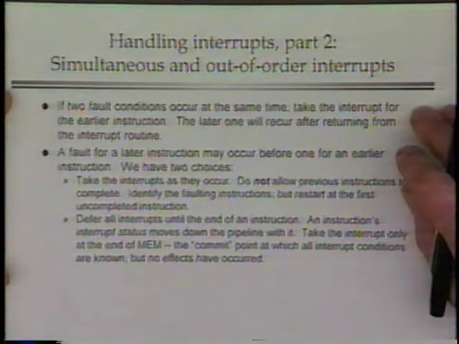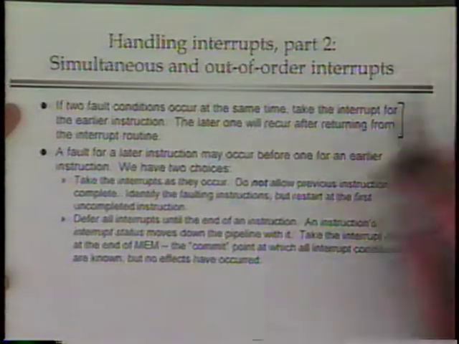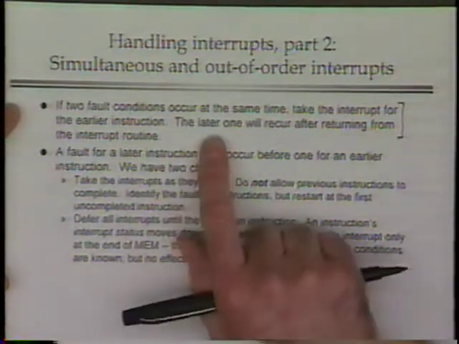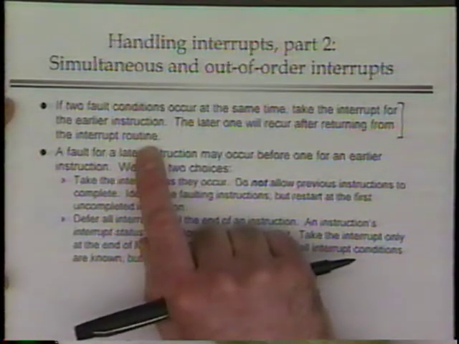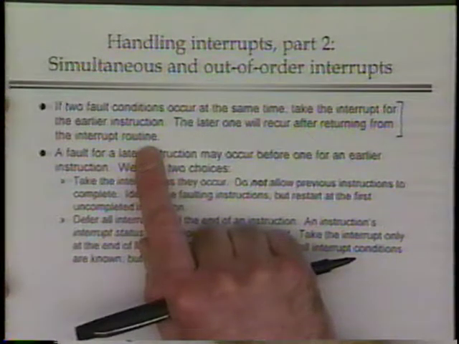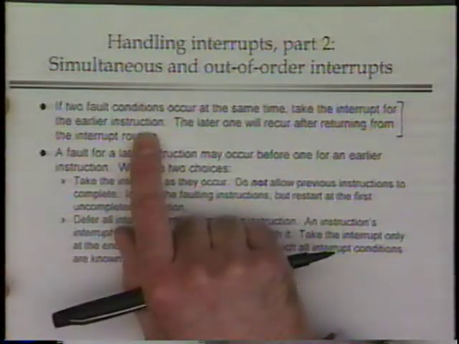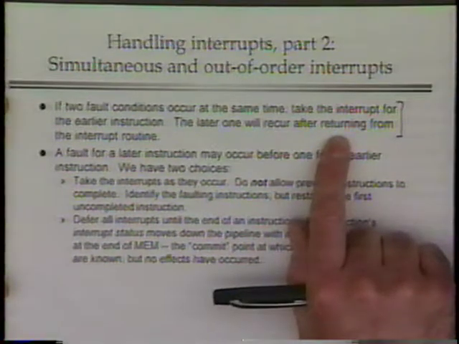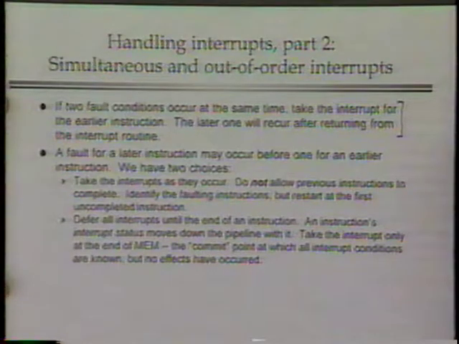interrupts in general. Now let's consider what happens when we have multiple interrupts, either simultaneously or out of order. Well, in the case where two interrupts are occurring at the same time, that's an easy case. We simply take the interrupt for the earlier instruction. The later instruction presumably will be re-executed and rediscover the same fault and re-interrupt later. In fact, that may not occur if the fix-up for the original fault does something which causes the later instruction not to interrupt, then it won't interrupt. And in fact, that's the desired behavior. So that's just fine.